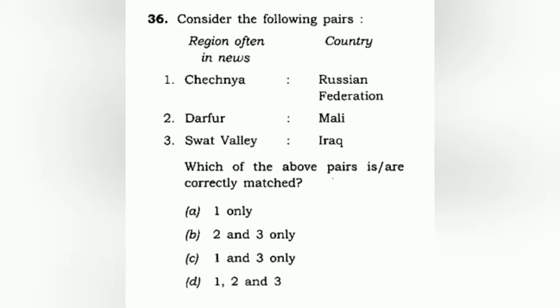So the first question for today's video talks about the 3 regions and they are matched with the country, and we have to select which of the options are the correct pairs. So the first we have Chechnya, which is in Russian Federation, the second Darfur, which is matched with Mali, and Swat Valley, which is matched with Iraq. So now if you know about the regions, you know about these. And that is why it's important that whenever you go across The Hindu analysis, make sure that any region that you see in news, you copy it down.